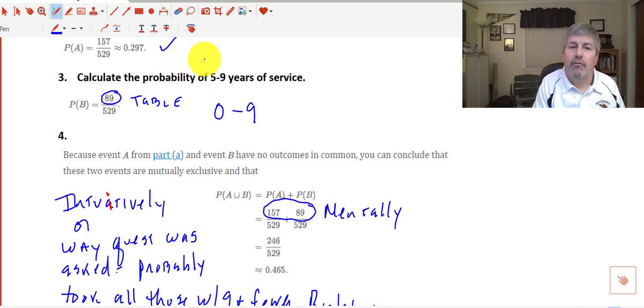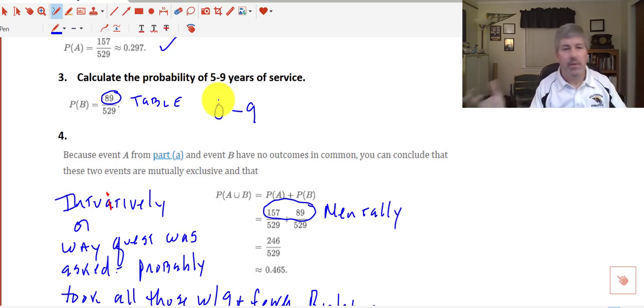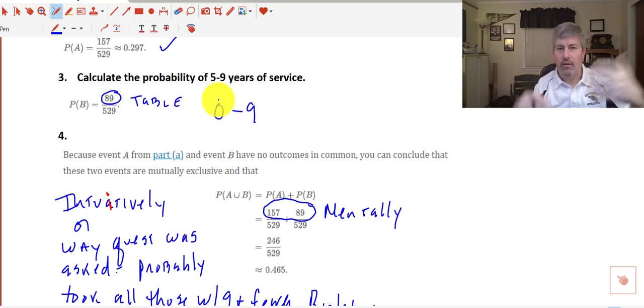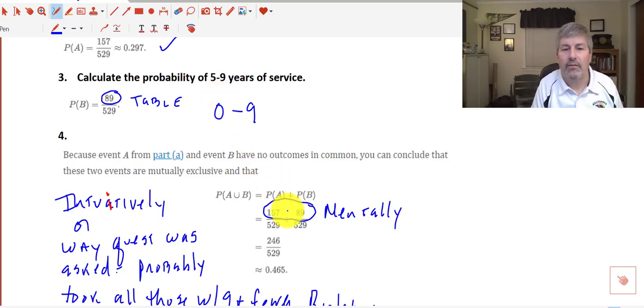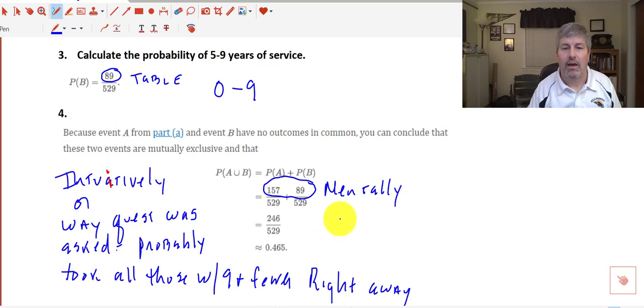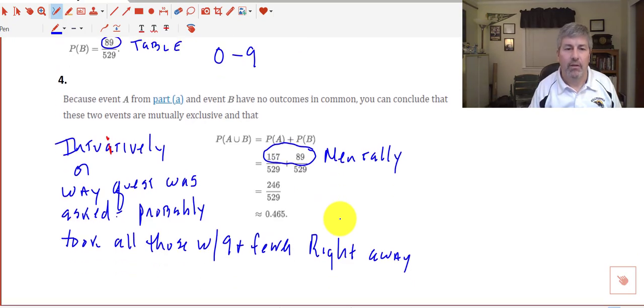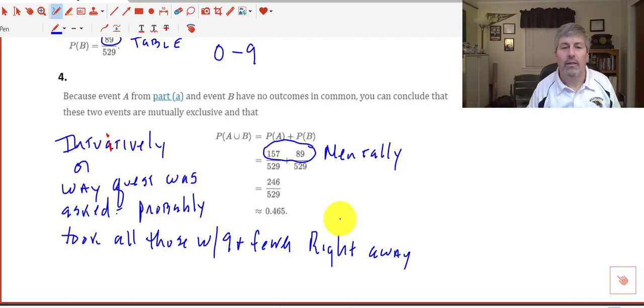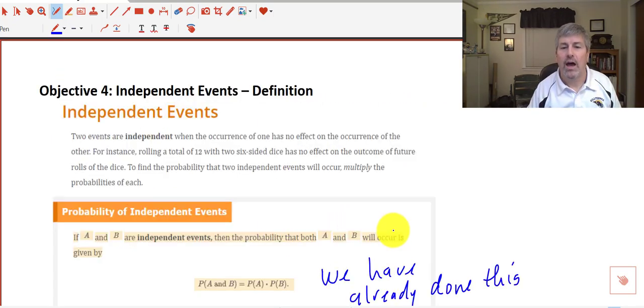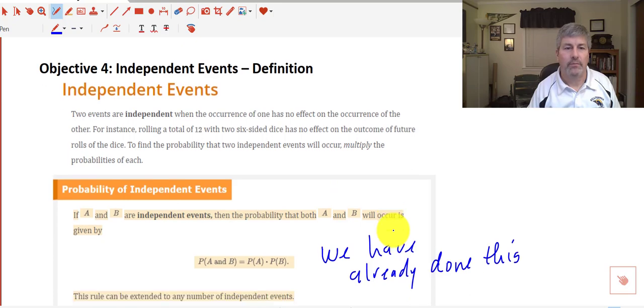Being 0 to 4 years of service and 5 to 9 years of service are mutually exclusive. You can't be in both of those groups. You're in one or the other. That's why we can simply add those together, and we get 246 out of 529. Intuitively, or the way the question was asked, you probably knew that you would take all those with 9 or fewer years of service right away.